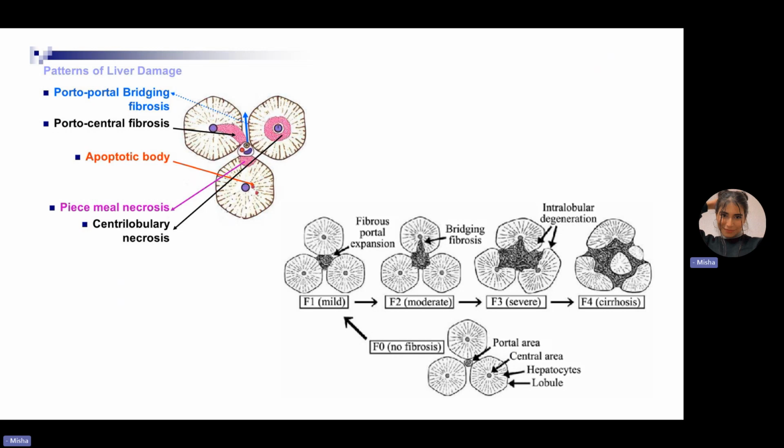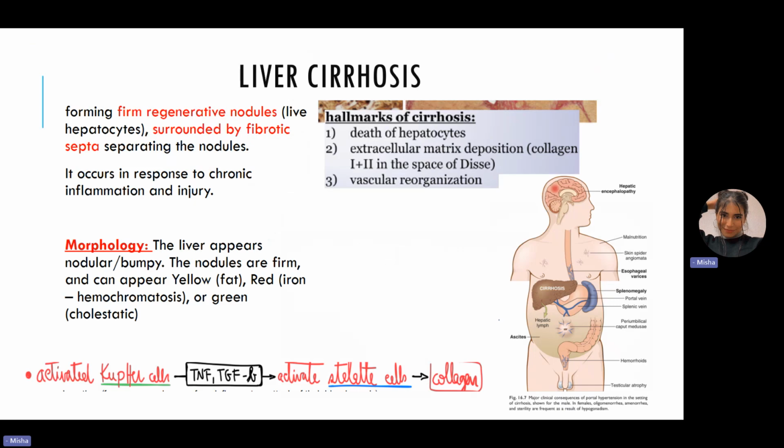We can see active versus inactive cirrhosis, for example during the disease or after the disease. Clinical manifestations in this case can be that the patients may be asymptomatic. They may have anorexia, weight loss, and liver failure symptoms, right? This is something that we can see.